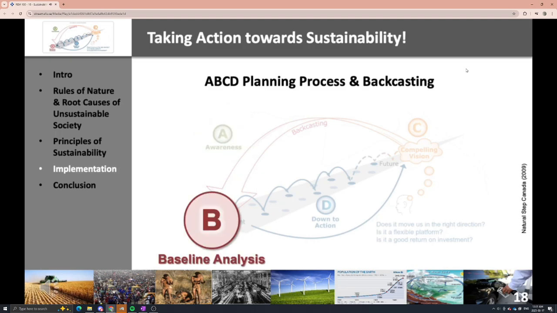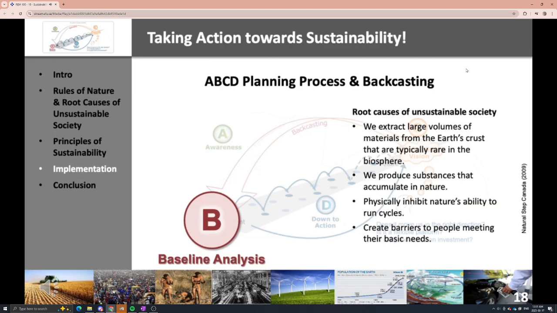Let's go to the baseline analysis then, which is what the letter B stands for. To make progress in a meaningful way, we need to first understand where we are. So this is where we need to examine our current practices against the root causes of unsustainable societies. Are there actions that we are doing that are contributing to the extraction of materials from the Earth's crust or the production of substances that accumulate in nature? Are my actions contributing to the destruction of nature's ability to run the biological cycle? Are my choices creating barriers for people trying to meet their basic needs?